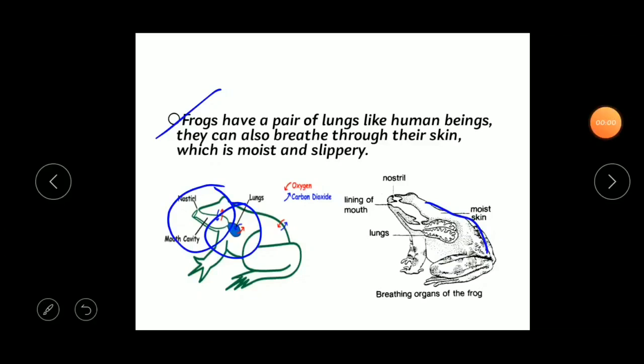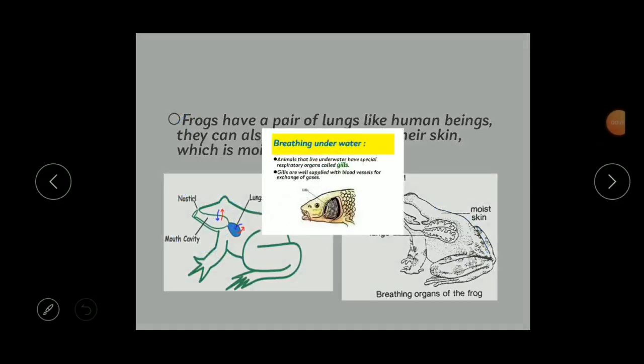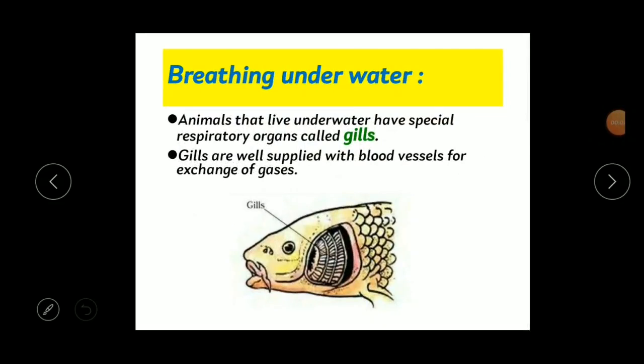Now let's move to another topic, that is breathing under water. Animals that live underwater have special respiratory organs called gills. They do not have lungs like us to respire. Which is our respiratory organ? Yes, the lungs. We have lungs, but the animals that live underwater have special respiratory organs. Those are called gills.